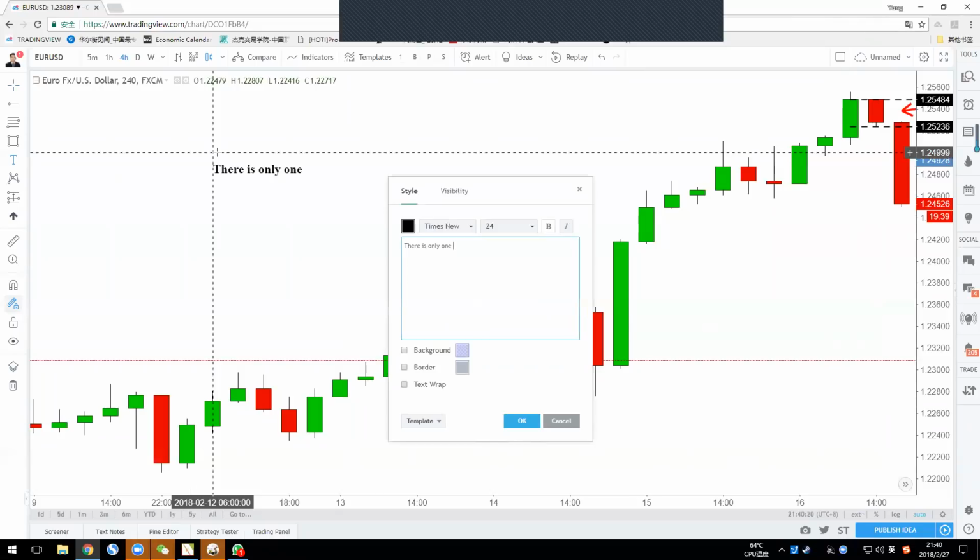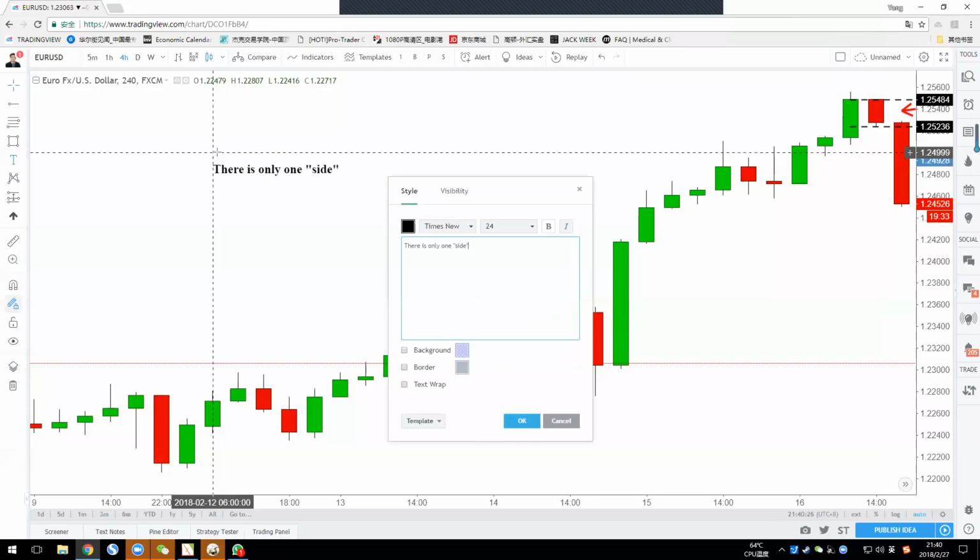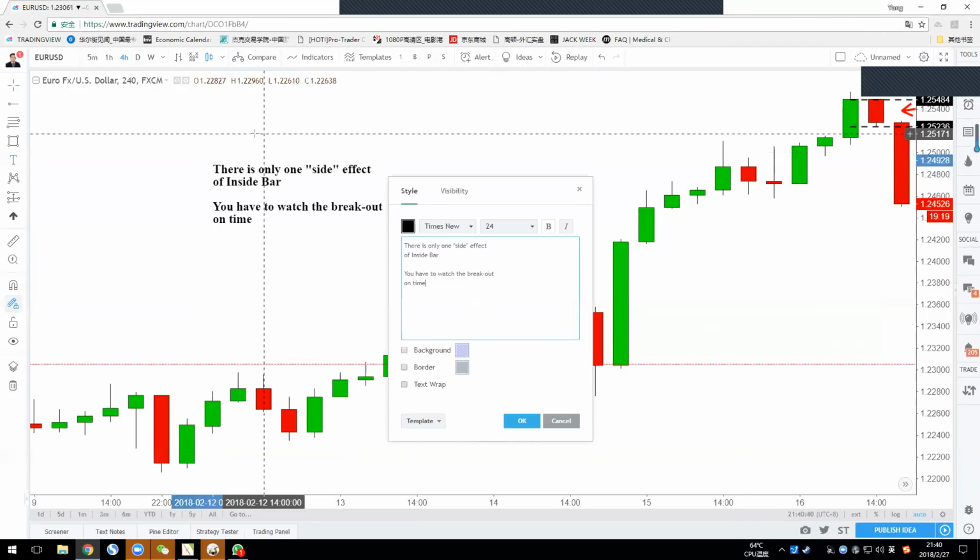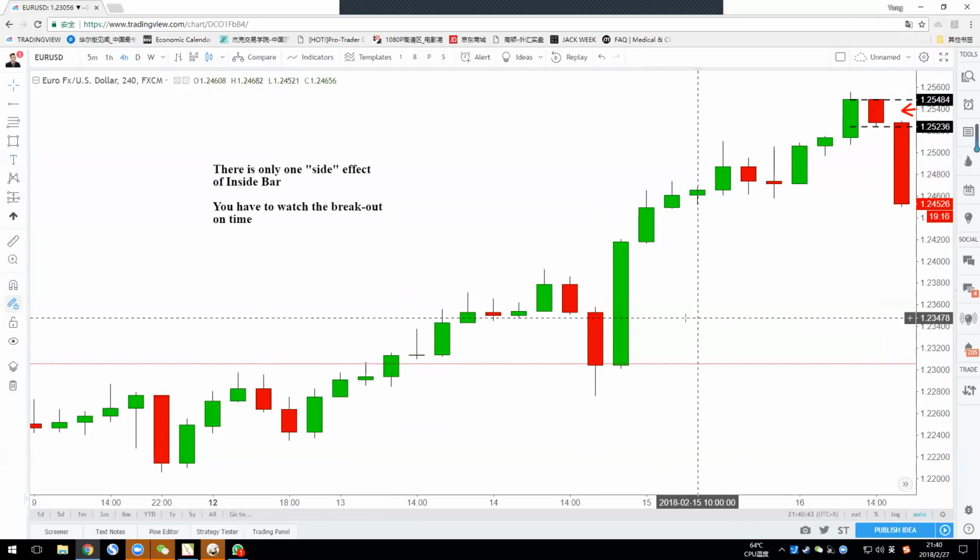There's only one so-called not so convenient part of the inside bar, the side effects of the inside bar, which is you have to watch the breakout on time. You have to watch it always. You must prepare. You must be watching the market. If you don't see the market, if you are doing other things, you will miss the entry, because with an inside bar you should trade at the time when it breaks.